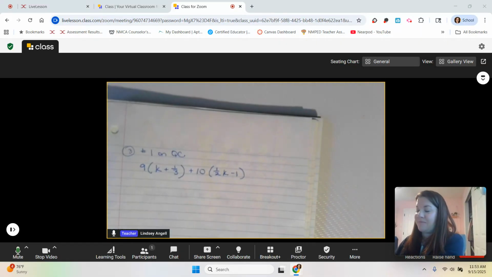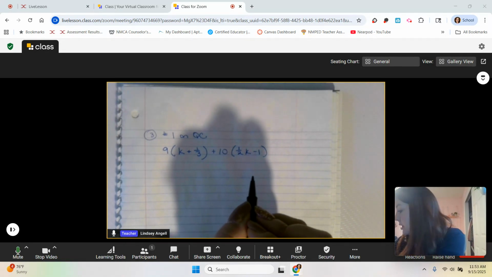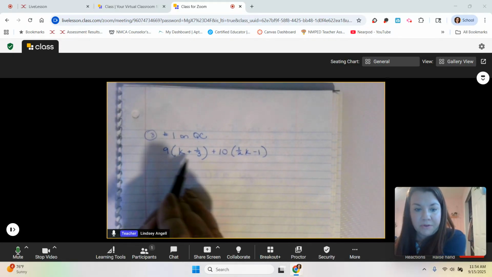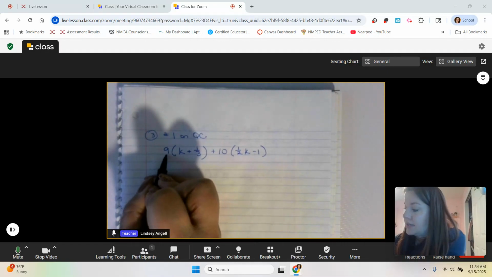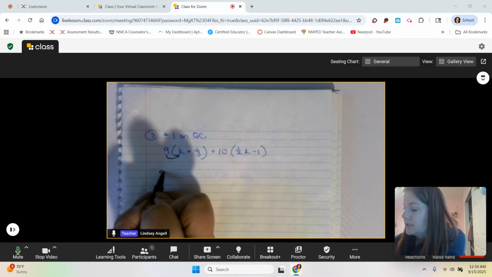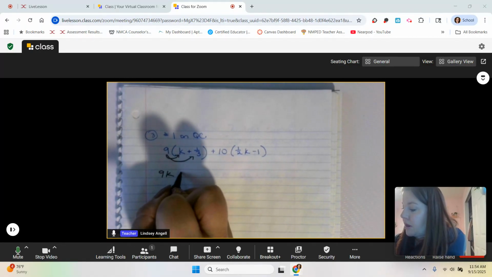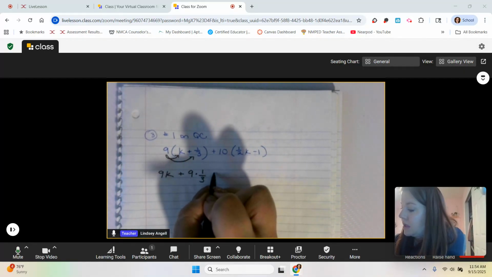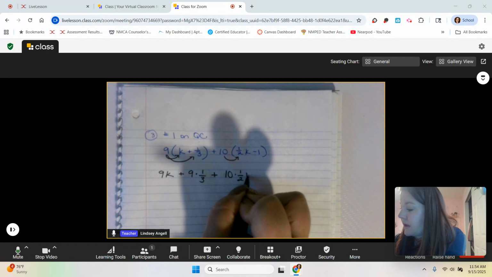Let's try one more. This is number 1 from your quick check. So first thing I'm going to do, I'm going to distribute my 9 into my first set of parentheses. Then I'll do the same thing with the 10. So 9 times k is just 9k. 9 times 1/3 is my next one, and then we have positive 10 times 1/2 k.